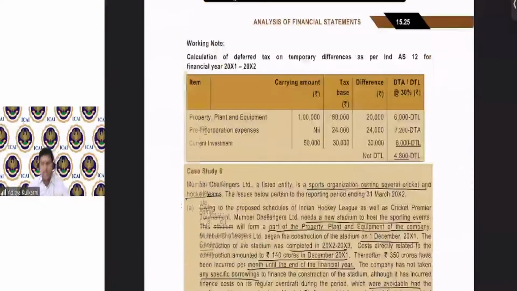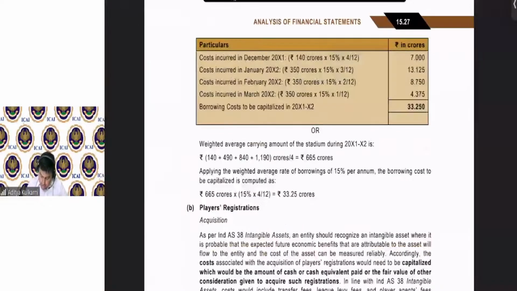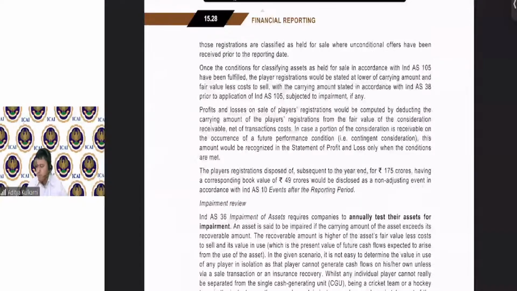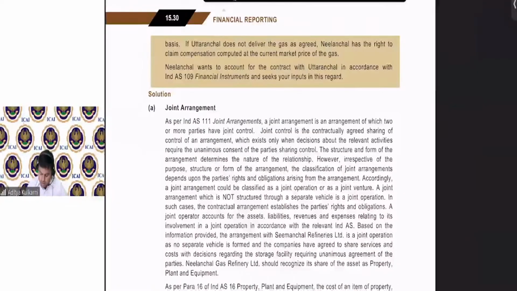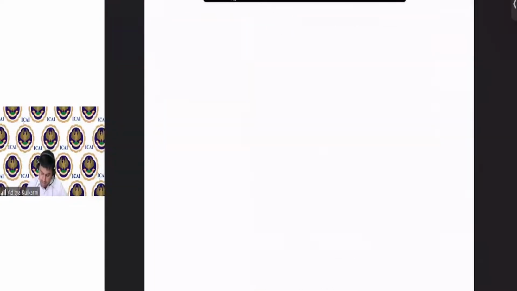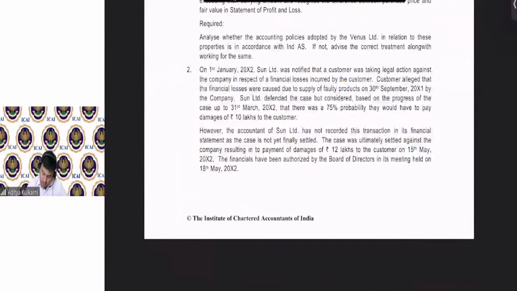A very nice case study where you see a lot of applications of your Ind AS. All right. Coming next. So you can read the solution yourselves. I don't foresee any challenge. It's particularly simple, not very difficult.